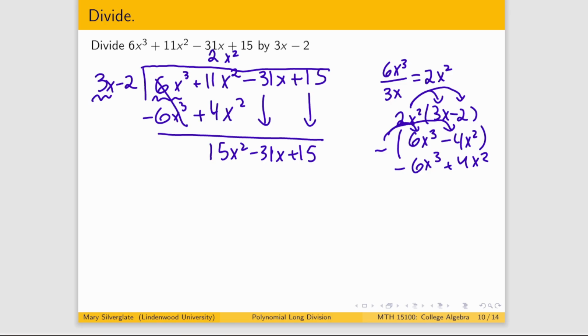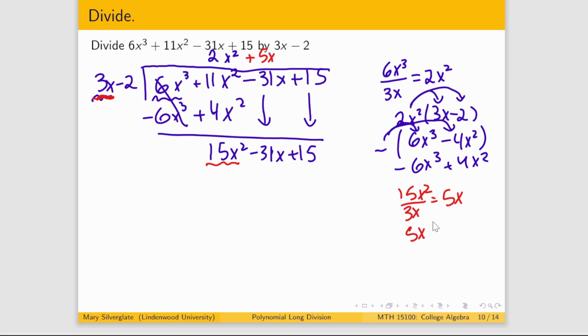I'm going to encourage you to pause this video and try to do the rest of the long division yourself, and then compare with what I get. Now I want to ask myself, 3x goes into 15x squared how many times? So I can explicitly do 15x squared divided by 3x. That leaves me with 5x, and 5x times 3x does indeed give me 15x squared. So I want to add 5x.